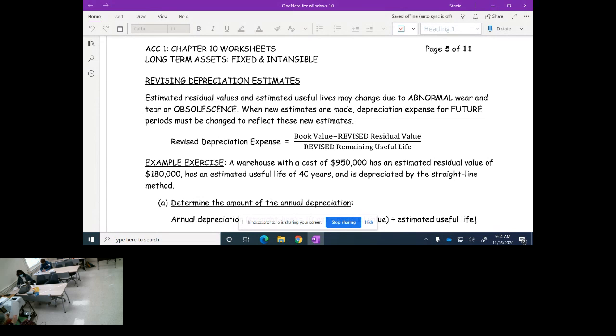Like, let's say that the initial estimate for the life of an asset was 5 years. And either after 5 years or as it starts approaching that 5-year mark, management looks at this asset and it's like, well, you know, I think it may make it 8 years. So they're going to do a revision and they're going to slow the depreciation down to account for that extra life that they feel like the asset has.